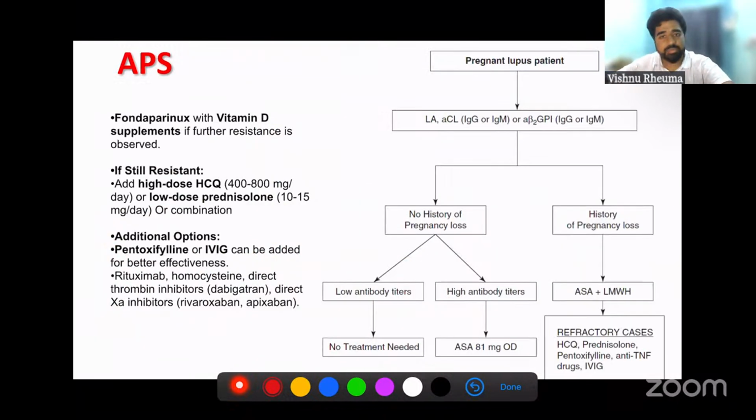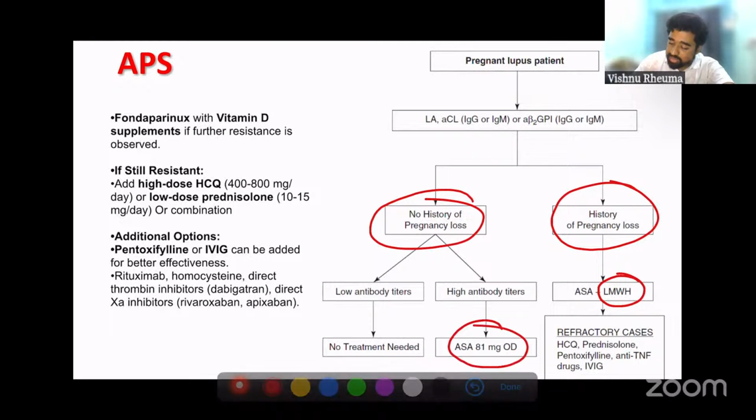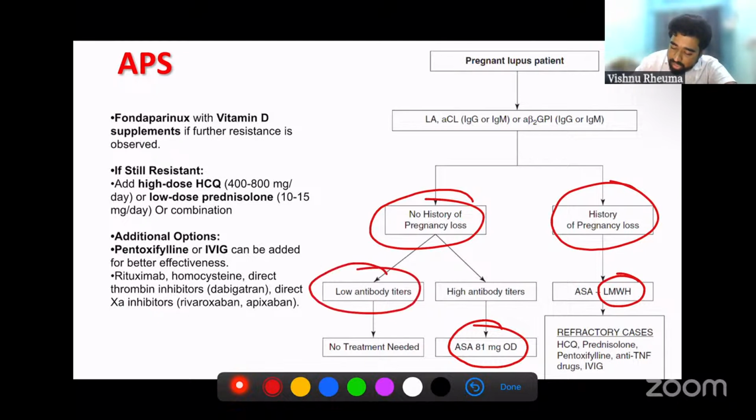So now coming to management. Mainly it is aspirin and heparin, right? There's nothing like warfarin, obviously you will not give it because it's teratogenic. It depends on whether there is obstetric APS or not. If there is obstetric APS, then yes, you will give low molecular weight heparin. If there is no obstetric APS, you look at the antibody profile. If there are high antibody titers, then yes, you will go for aspirin. But if there is no history of pregnancy loss, only antibody positivity at low titers, then no need to treat. That is pure laboratory APS, where you just have low antibody titers and no poor obstetric history.